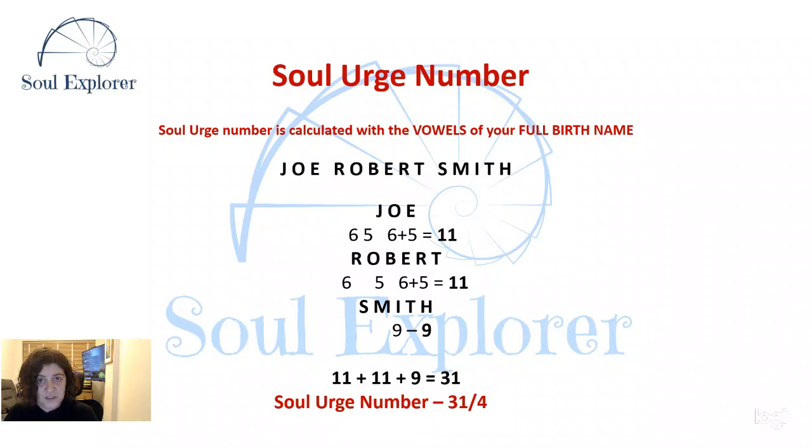The same with the surname. Then, depending on how many middle names you've got, add them all up. Add all the vowels from all your middle names. Then take the figure from your first name, your reduced figure, and all the reduced figures from your middle names and your surname. Add those together at the bottom, and then you will get to your soul urge number.